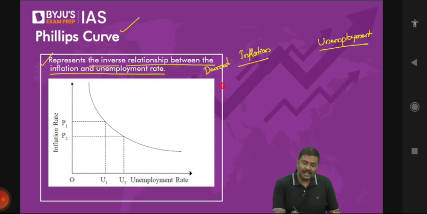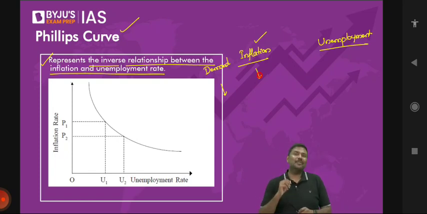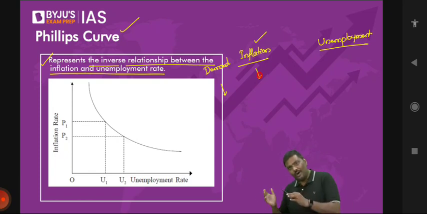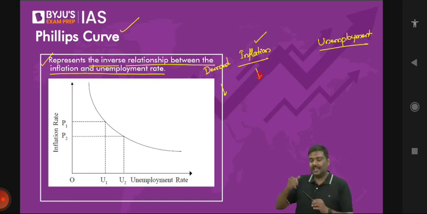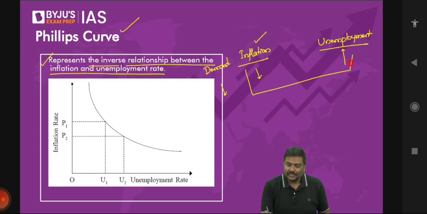If the demand is going down, do you think inflation will be high? No. Inflation will be low. Come to the third point now. What about unemployment? If there is a recession in the country, what will be happening to unemployment? Do you think unemployment will be low or high? Unemployment rate will be increasing. Now, please focus on these two. Inflation is low, unemployment rate is high.